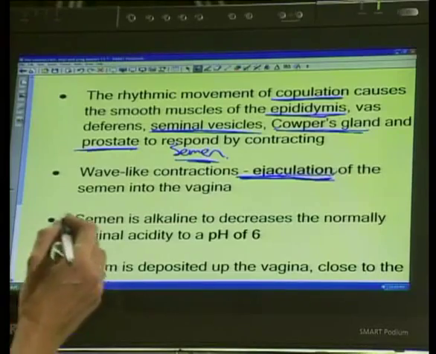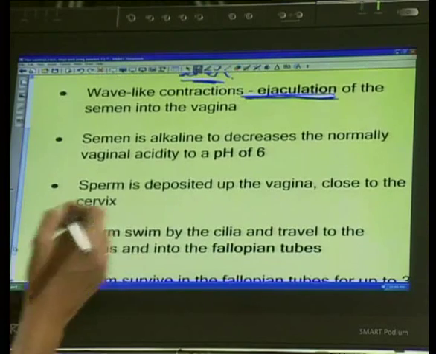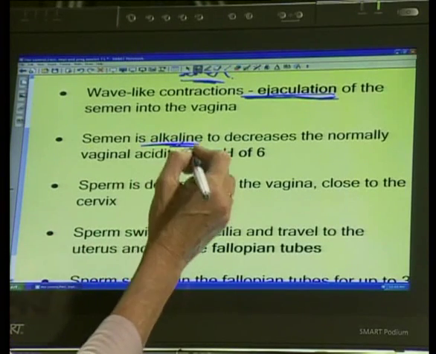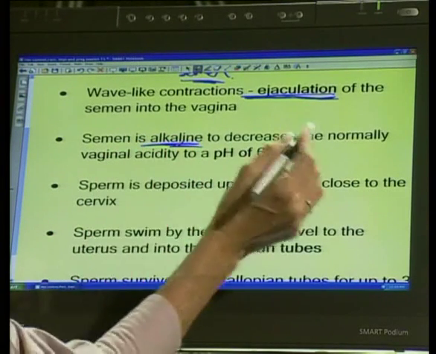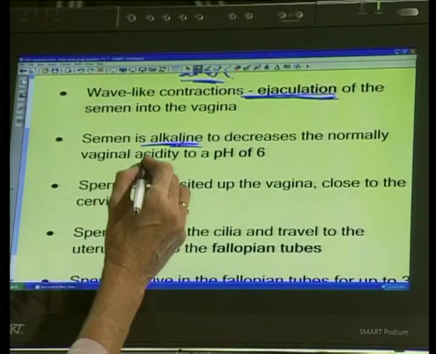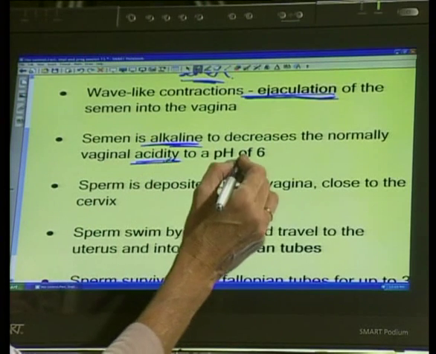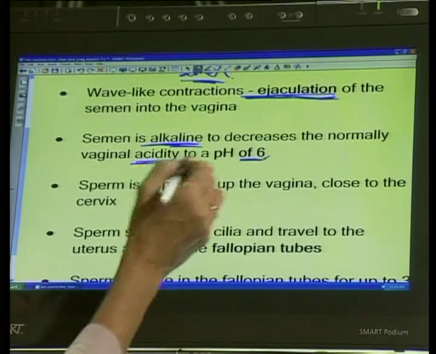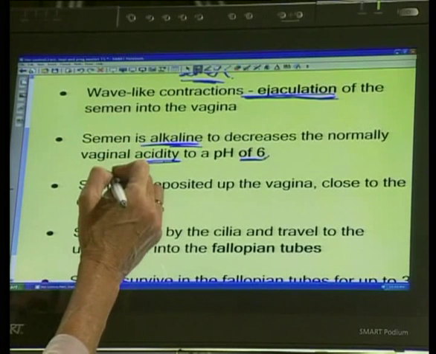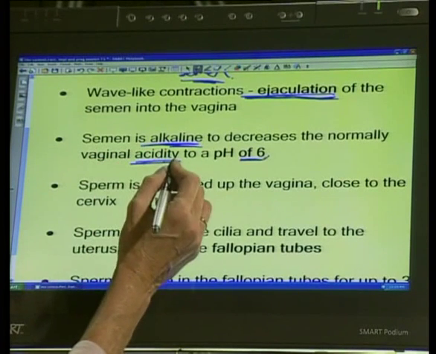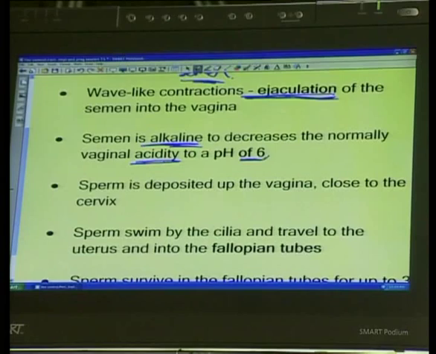Okay. The semen is alkaline, and this is important for you to know. It decreases the normal vaginal acidity to a pH of 6. Because in the vagina, it's normally a little acidic. And you don't want to mess with the pH because you don't want to kill the sperm cells. Remember, the sperm cells are made of protein, people. And if it's too acid or too alkali, you're going to denature the proteins.